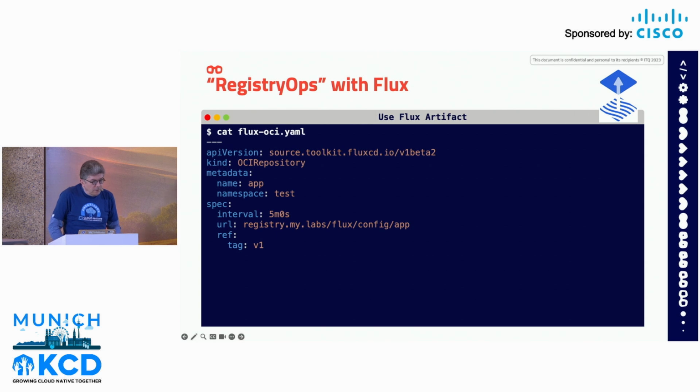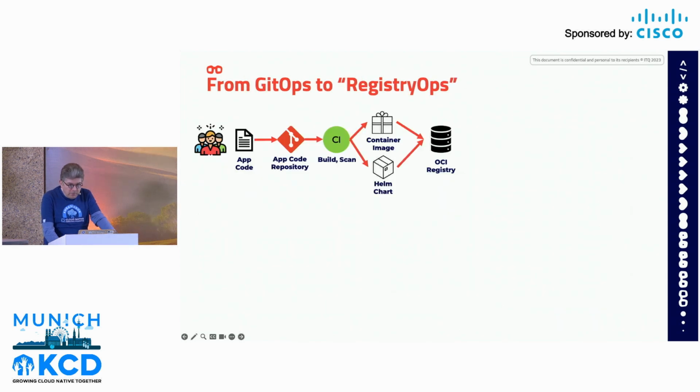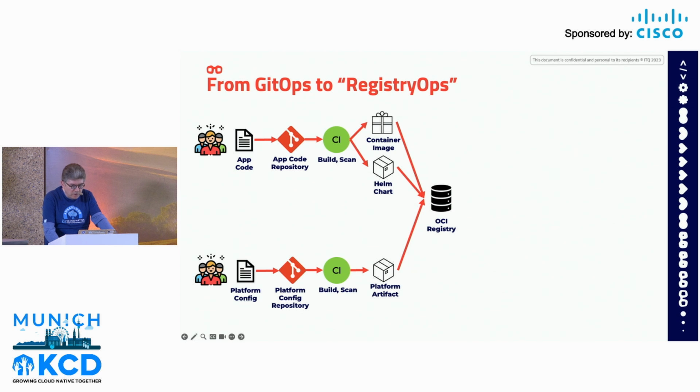Afterwards, to use this new OCI configuration, you have to update your Flux configuration by replacing the Git repository with an OCI repository and replace the spec with the URL of the OCI plus the version you pushed. So now the GitOps supply chain can be transitioned to RegistryOps.